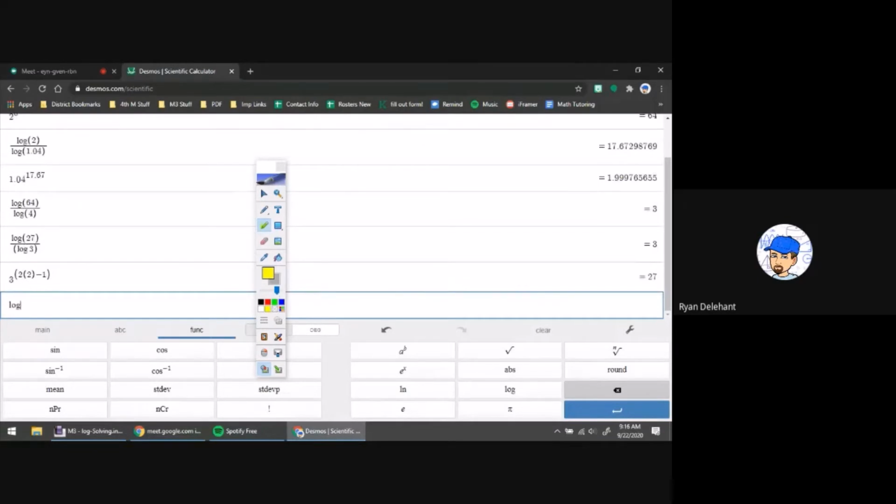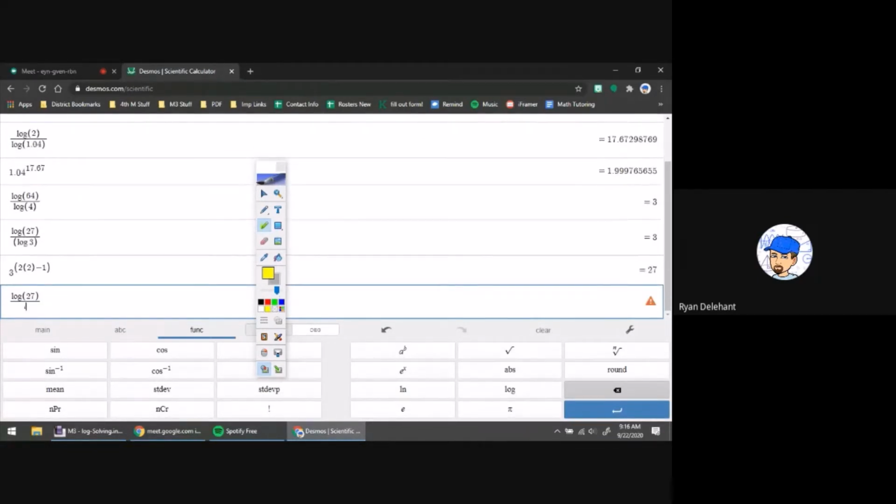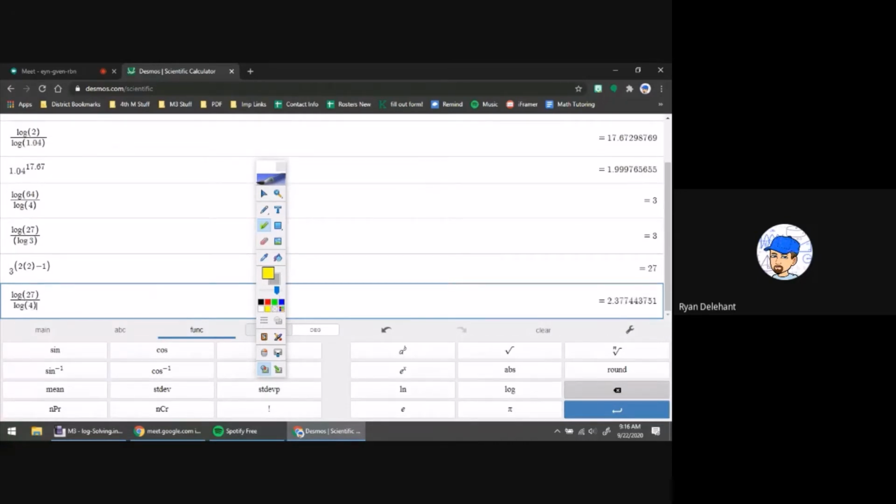We're going to go log of 27. We're going to divide that by the log of 4. Is that a nice number? No. And really what happens here is you don't want to round this until the very end, because logs usually give you smaller numbers, and if you round poorly in the beginning, it's going to affect your answer at the end, especially when you're plugging things in on a computer to match it.